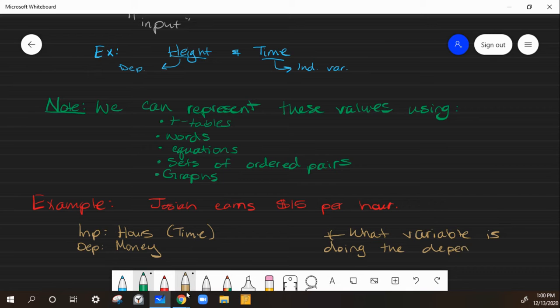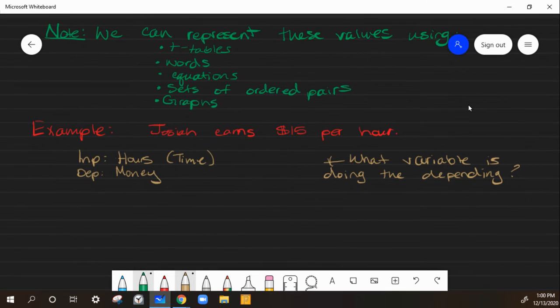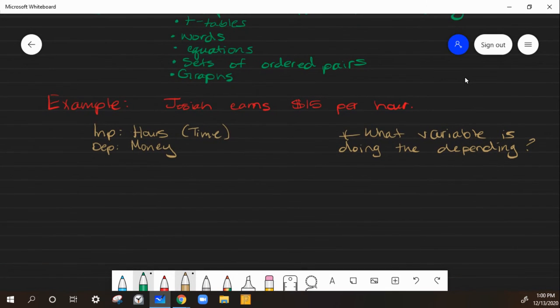Because you could get into an existential crisis here if you think too hard about it. Because you might be like, he does control how many hours he works. Well, that might be true, but that's not the relationship we're looking at. We're looking at how much he earns based on the hours he works. And how much he earns depends on the number of hours. So be careful when you are deciding what your independent and dependent are.